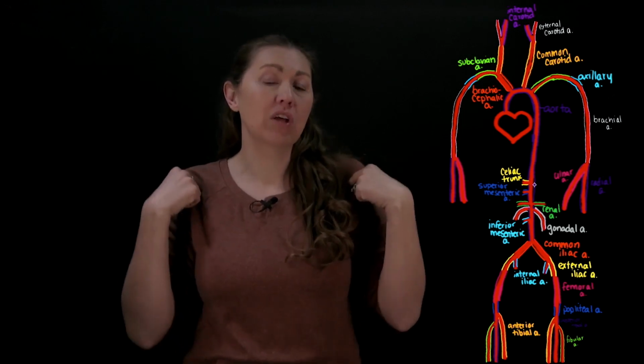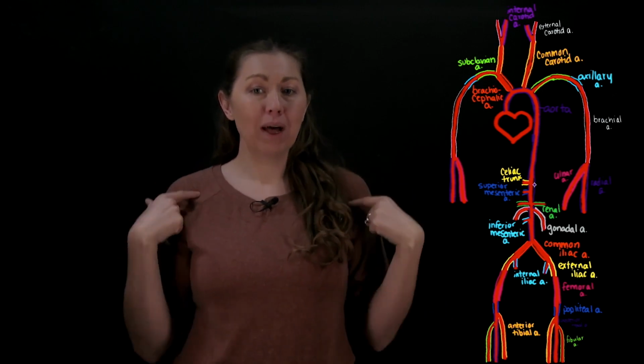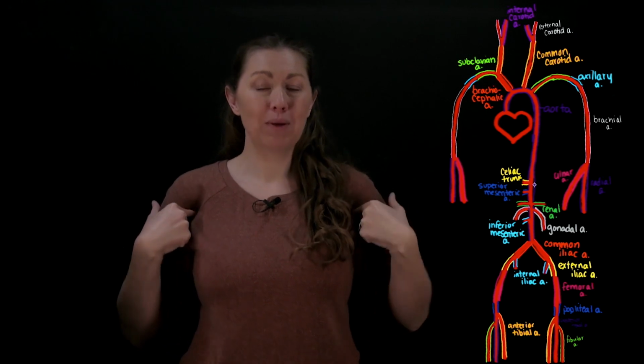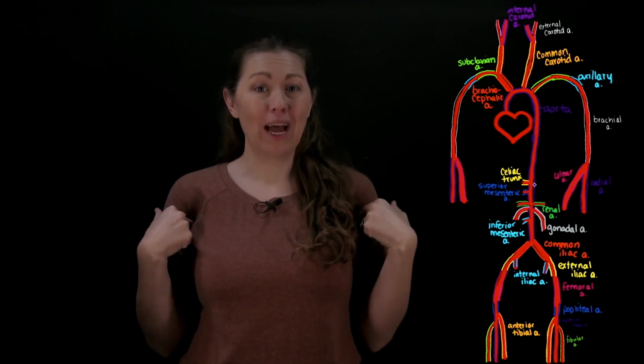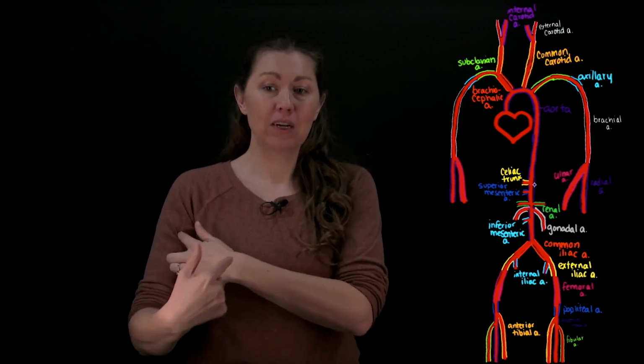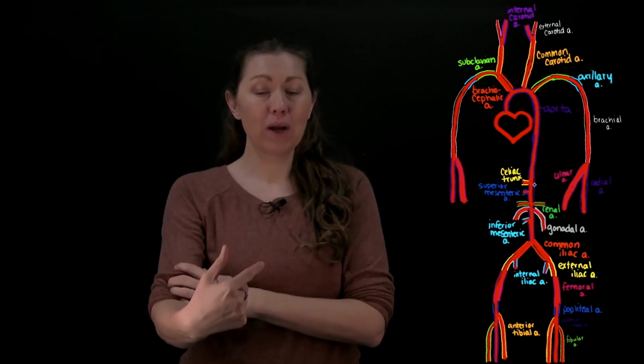A lot of the vessels tell you where you're located. Once you get past the clavicle, though, you have to change the name. So now we're going to be in the armpit. Once you're in the armpit, we're going to call it axillary because that's the name of the armpit area. Then after we go past the axillary region, we're in the brachial region. So we're going to call it a brachial artery.